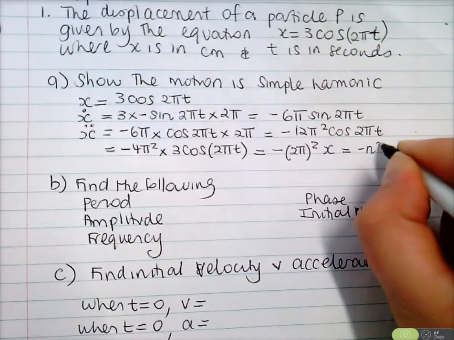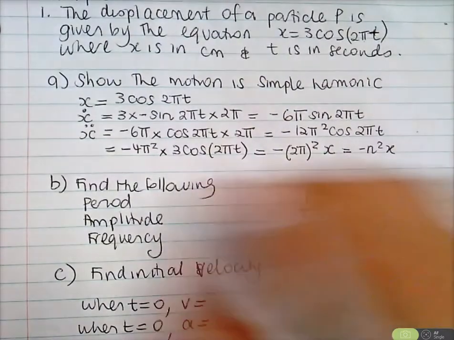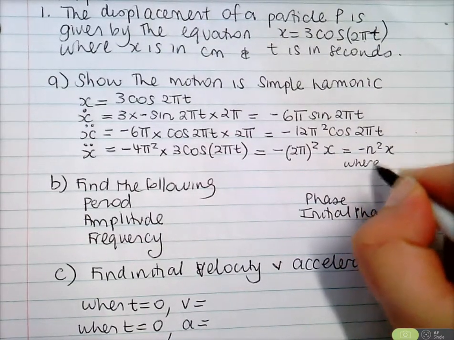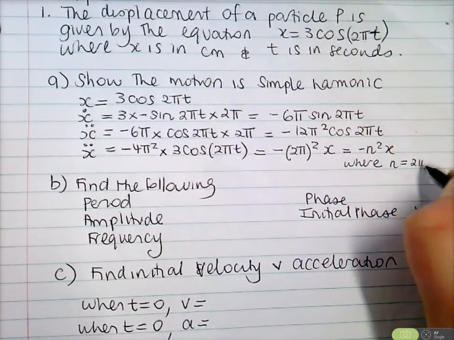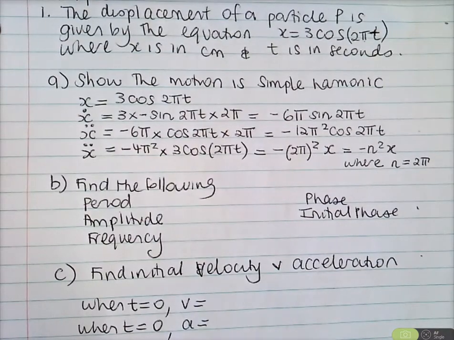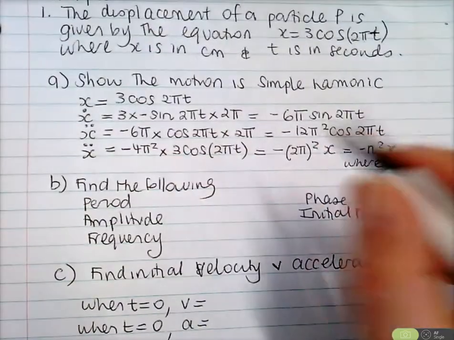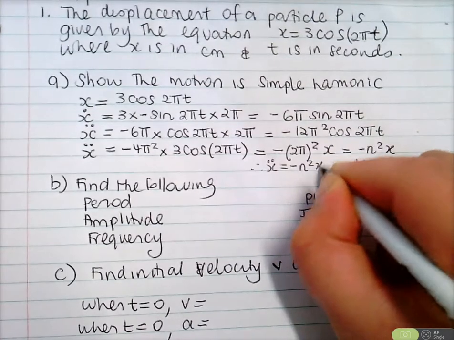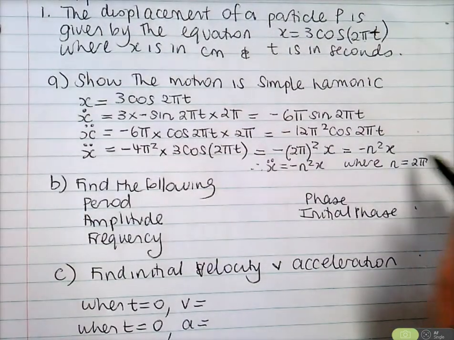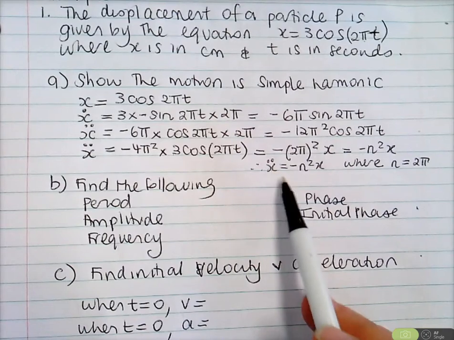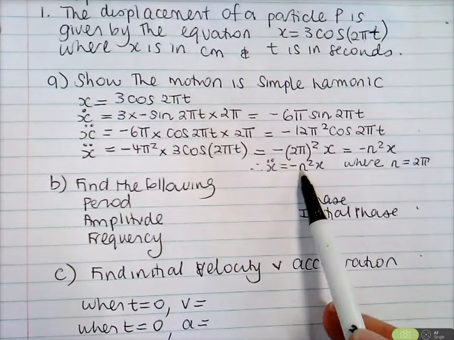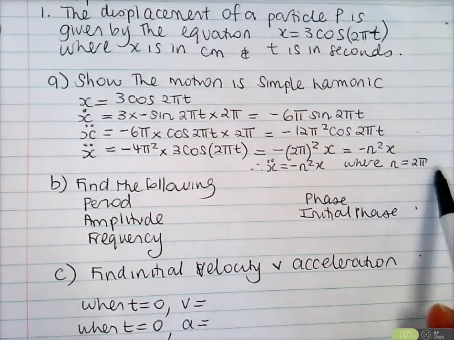Which is in the form, so acceleration therefore is equal to negative n squared x, where n is equal to 2 pi. So therefore, can you put a little sentence, therefore, to prove, so therefore, acceleration is negative n squared x. Are we okay? So therefore, acceleration is proportional to the displacement, but it has to be n squared x as well, where n equals 2 pi.